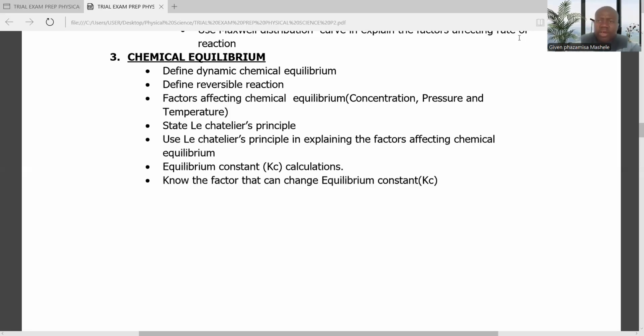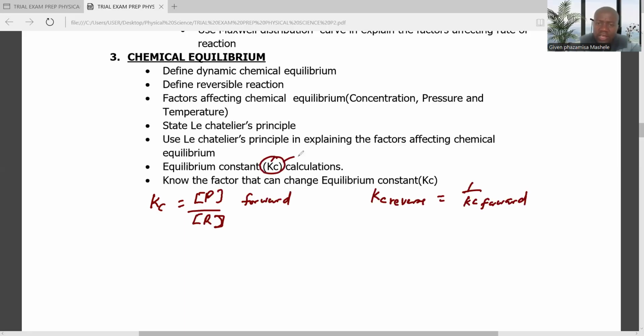As I was saying, when we are calculating Kc, particularly for a forward direction, Kc is calculated by using the concentration of the products over the concentration of the reactants. However, this is for a forward reaction, which means if they say calculate the Kc for a reverse, it is the same as 1 over Kc for the forward direction. But usually in the exam, if they say calculate Kc, it's always for a forward direction. If they say for a reverse, then you just do the reciprocal.